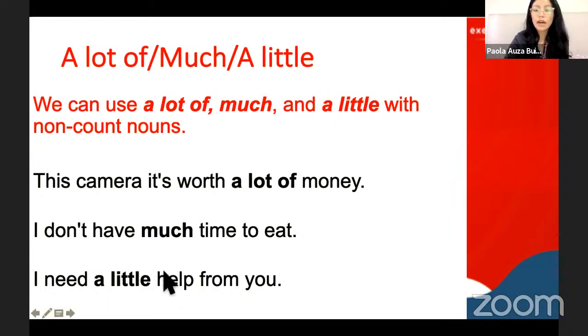So the same: I cannot count "help." So I have to use one of these: a lot, much, or a little, no? A little help for you. So that's how we have to use these ways to refer to amount of things, no? A lot, much, and a little.